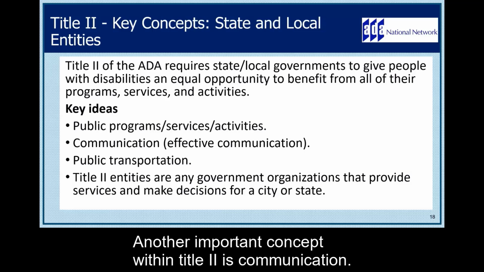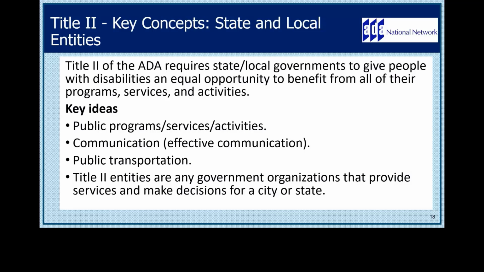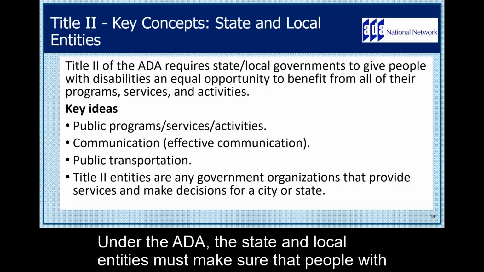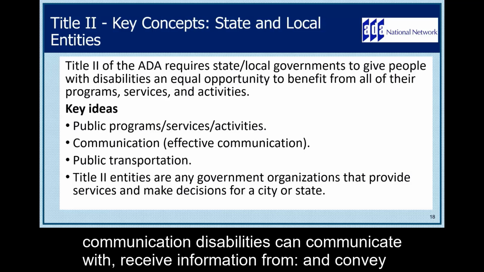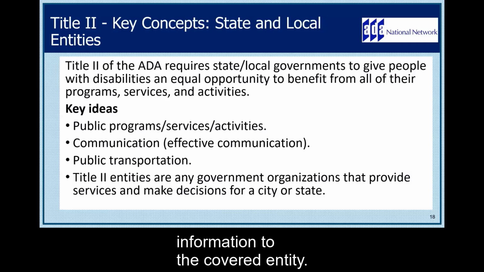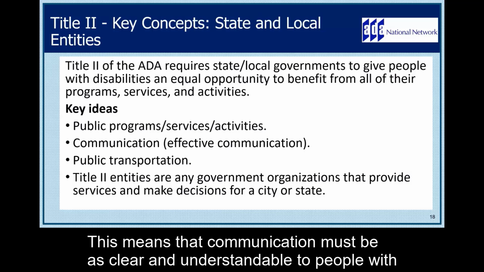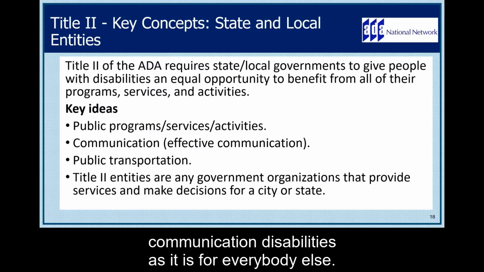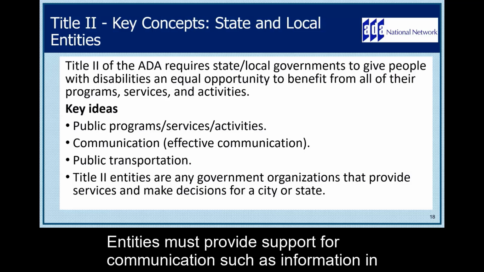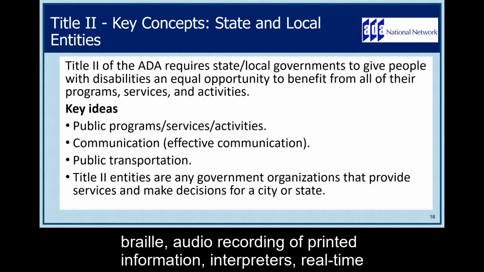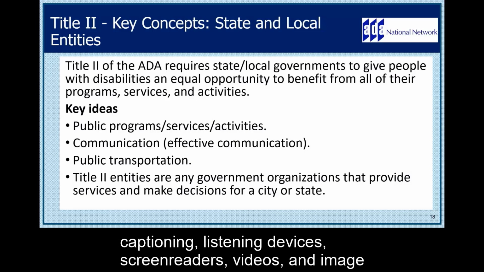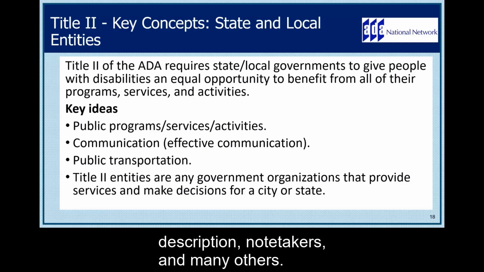Another important concept within Title II is communication. Under the ADA, the state and local entities must make sure that people with communication disabilities can communicate with, receive information from, and convey information to the covered entity. This means that communication must be as clear and understandable to people with communication disabilities as it is for everybody else. Entities must provide support for communication such as information in large print, braille, audio recording of printed information, interpreters, real-time captioning, listening devices, screen readers, videos and image description, note takers, and many others.